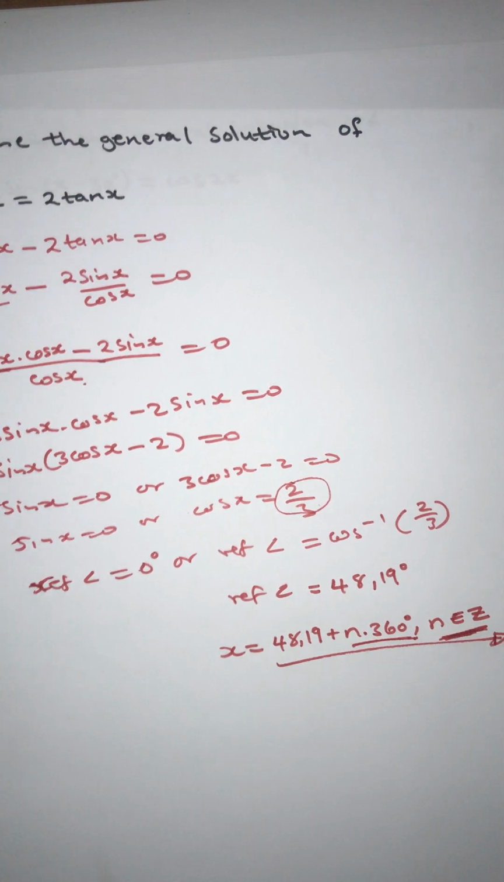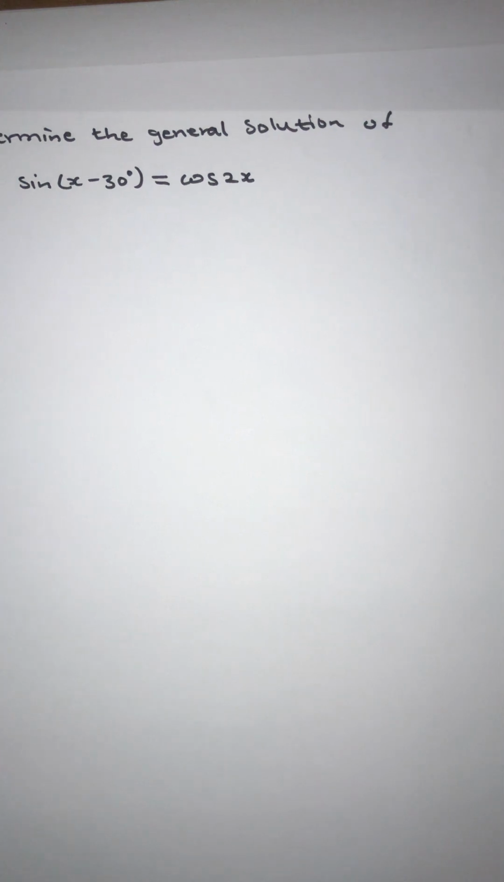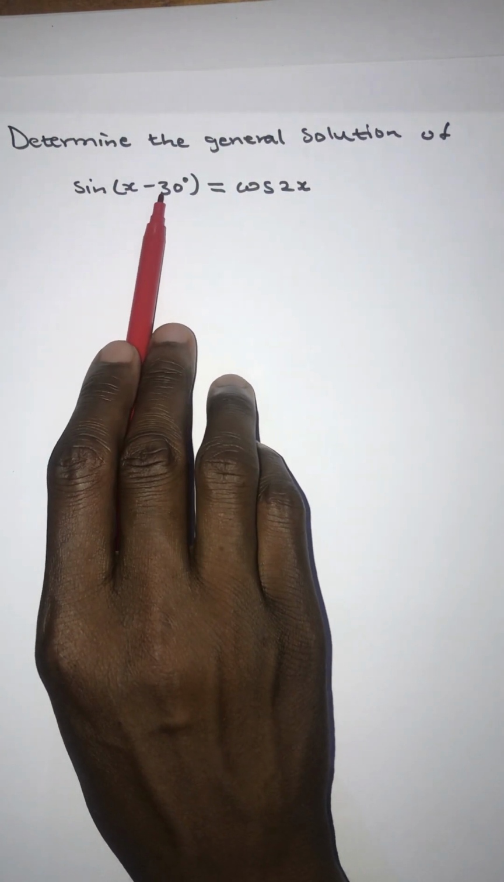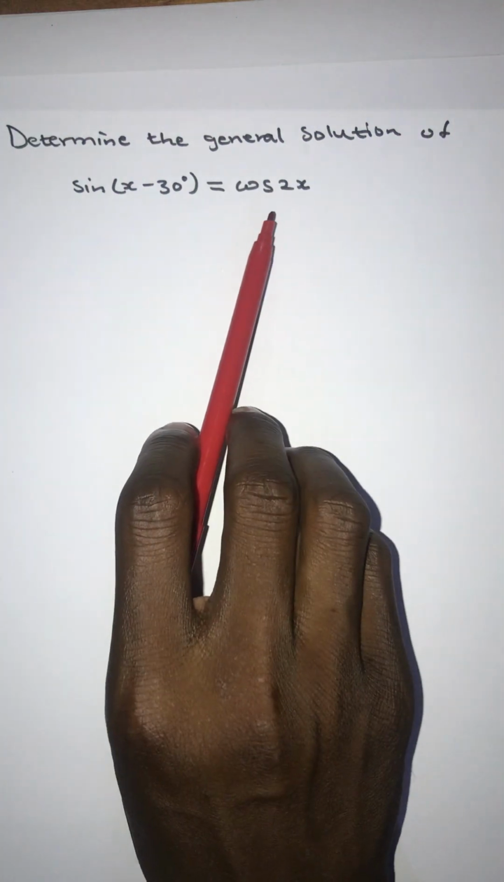So let's move to the following question. Now we have sine of x minus 30 degrees is equal to the cos of 2x. So you can pause the video and try it if you can. Now let's check. We have this one, the sine of x minus 30. This side we have cos. So what are we going to do? Let's say we change cos 2x into sine.